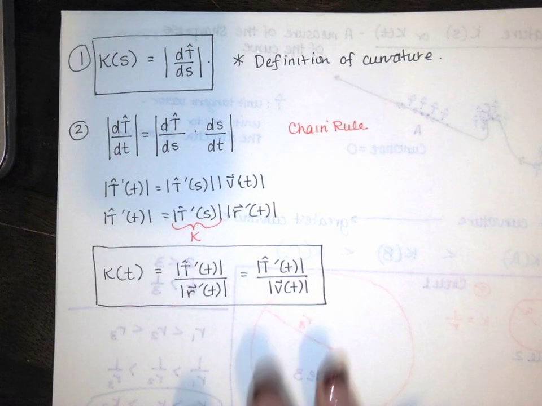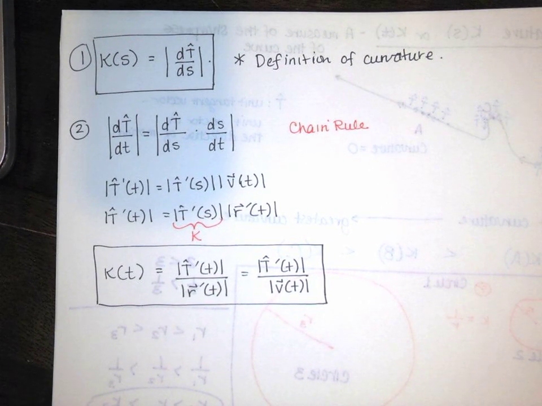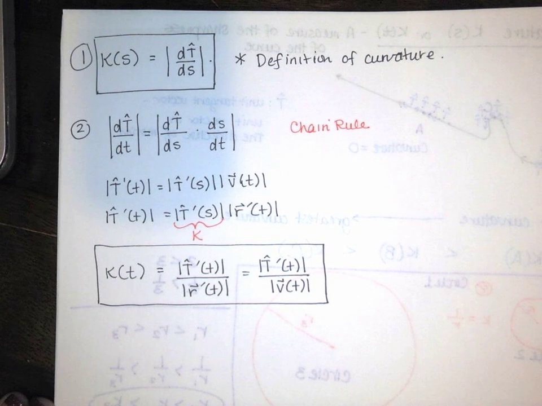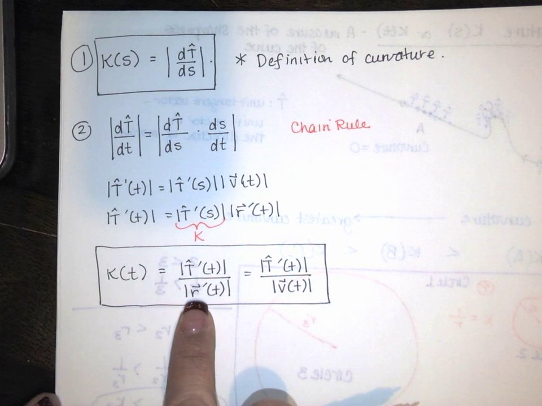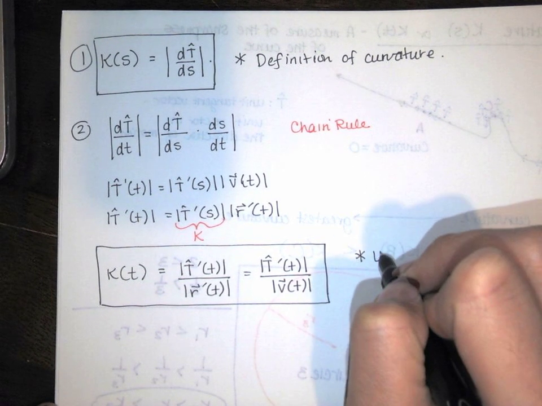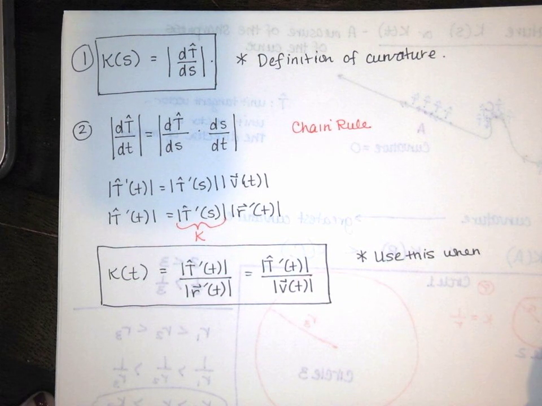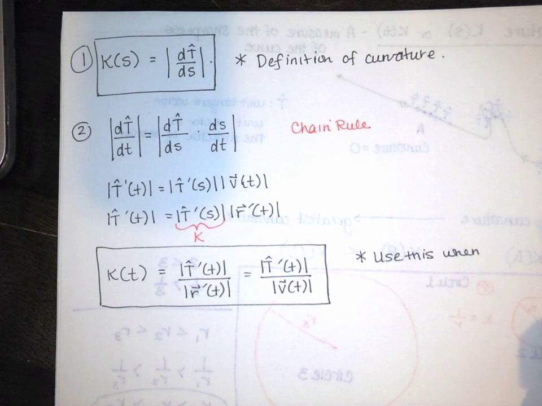Now, in this video, I'm going to derive various formulas for curvature. All of them are equivalent, and you can use whichever one you want, whichever one's most convenient. So I would say use this one when you need the velocity and T hat prime anyway.